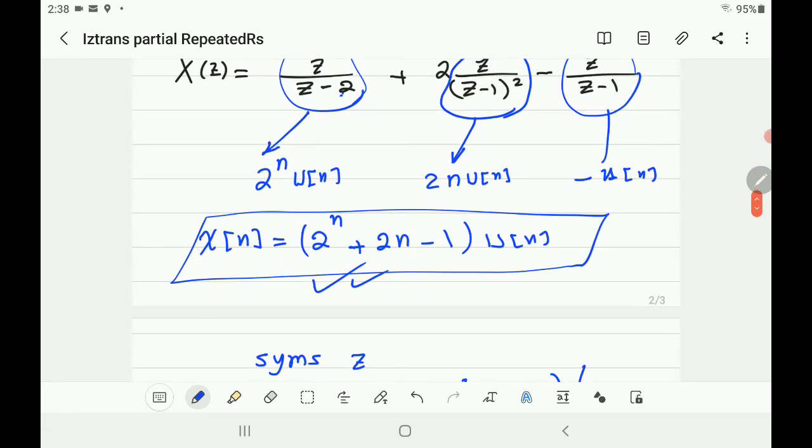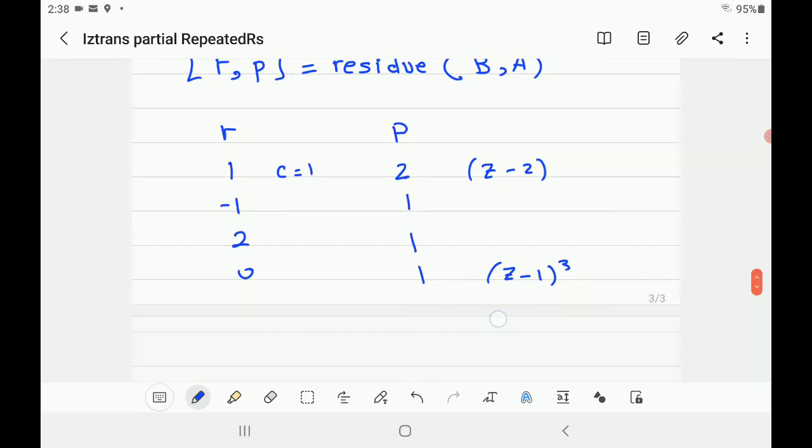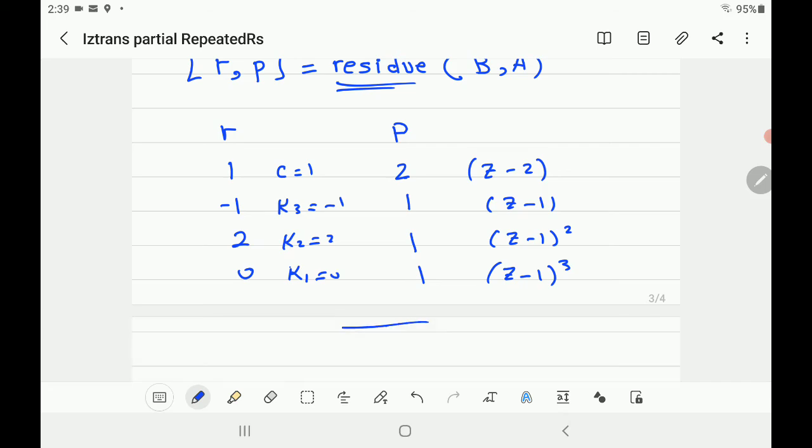Do you write it in MATLAB the last one, not the first one as we did? Do you make it the other order? So this is z minus 1 cubed, and that will be your K1 is equal to 0. And this one will be z minus 1 squared, and that will be your K2. And then z minus 1, and that will be K3 is equal to minus 1. So that's how to find the residue of a partial fraction. Okay, I think that's good.